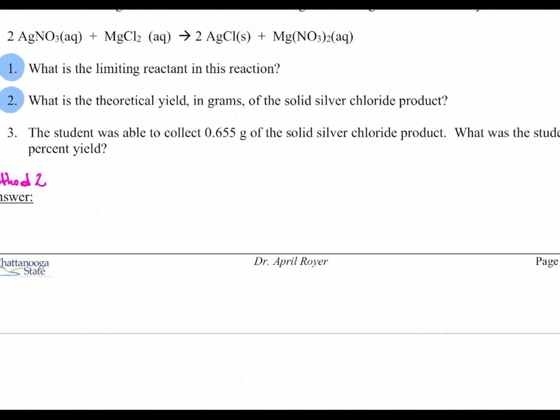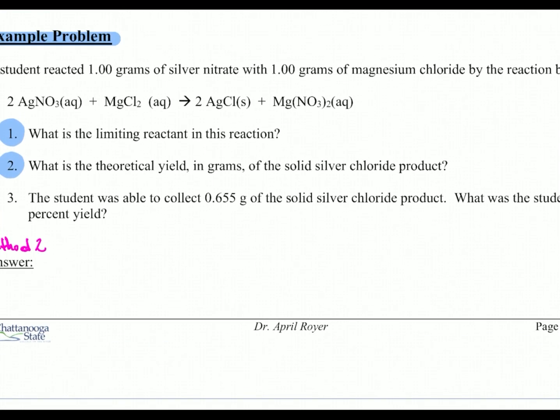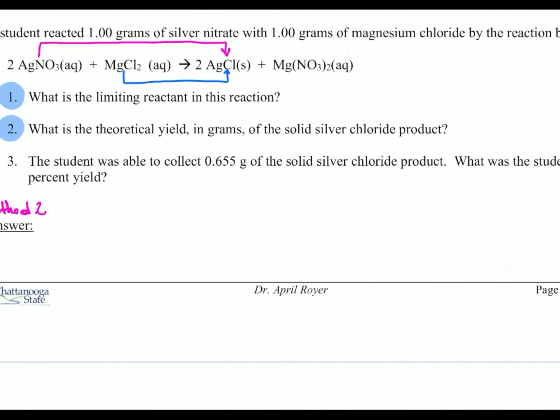Method 2, that's where you take each of the reactants and you go to products. So I'm going to take the silver nitrate and calculate how much silver chloride could be made if I use all the silver nitrate. And then as the second calculation, I'm going to take the magnesium chloride quantity and calculate how much silver chloride could be made based on using all the magnesium chloride. So you will use pink for the silver nitrate calculation to keep it straight.